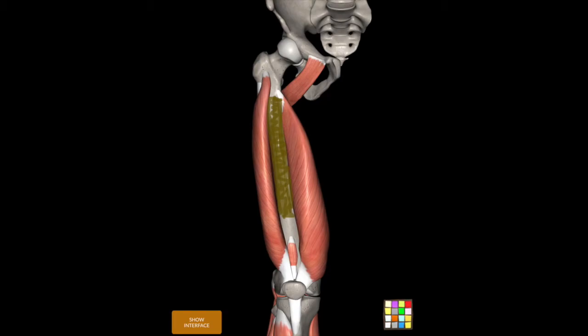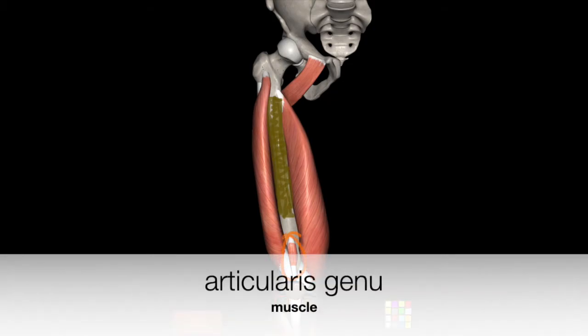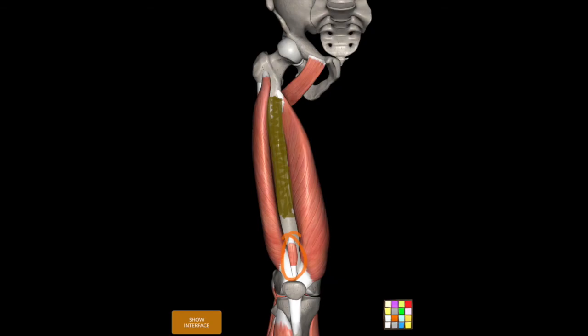This small muscle revealed here is articularis genu, which is a muscle that tugs on the synovial membrane of the knee joint, which isn't much of a job description, but it's probably important. Vastus lateralis has a small anterior attachment here on the greater trochanter, and vastus medialis has a small attachment here just below the intertrochanteric line, or at the inferior limit of it.